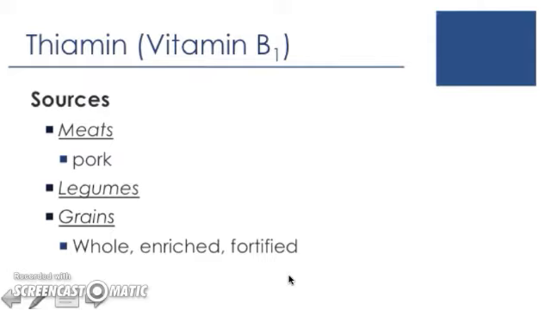We will now talk about food sources of thiamine. So this is where we're going to be finding thiamine at significant levels in the food consumed. So we can find thiamine in different meat products, particularly pork. Also, there'll be significant amounts of thiamine found in beans and legumes, as well as grains, whole grains, enriched or fortified grains.